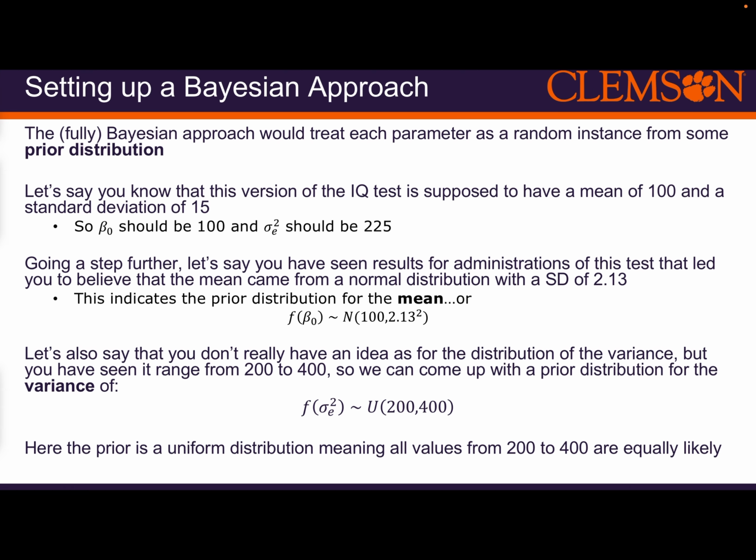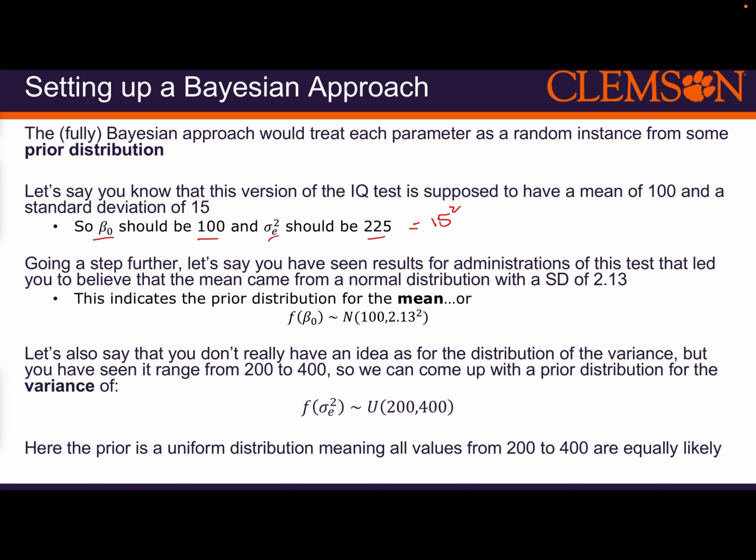Now, to do this in a fully Bayesian approach would be to treat each parameter as being random, as a random instance from some prior distribution. So let's say we know that this version of the IQ test is supposed to have a mean of 100 and a standard deviation of 15. So if we believe that to be the case, our prior belief might be that the mean, or beta 0, should be 100, and sigma squared should be 225, which is really the standard deviation squared.